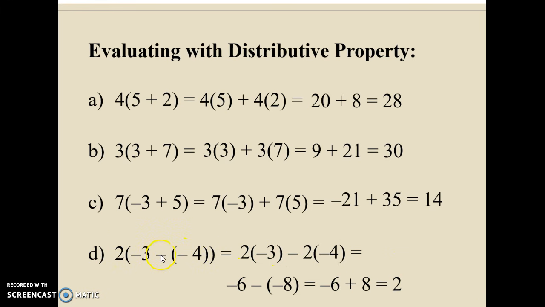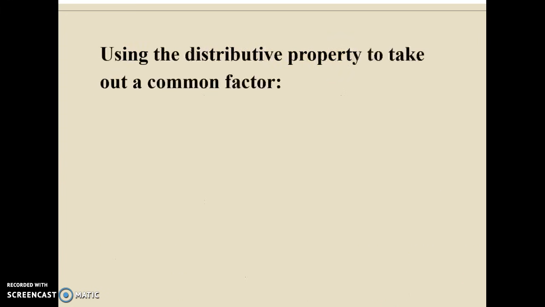Now, if we rewrote this as addition of the opposite, we would have negative 3 plus 4, and then we would multiply each one by 2. We would still get the same answer. The same way, we can use distributive property to rewrite expressions with operations within parentheses. We can also use distributive property to write out a common factor, to take it out. So look at what I'm talking about.